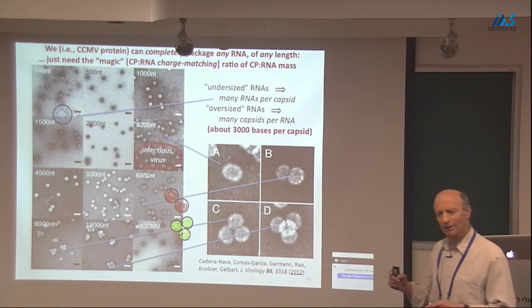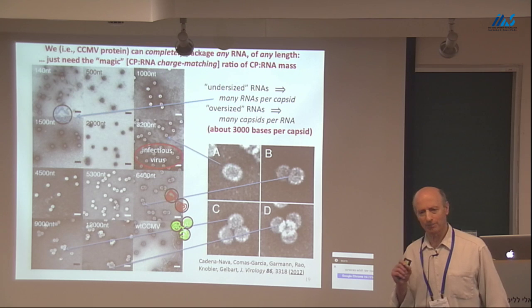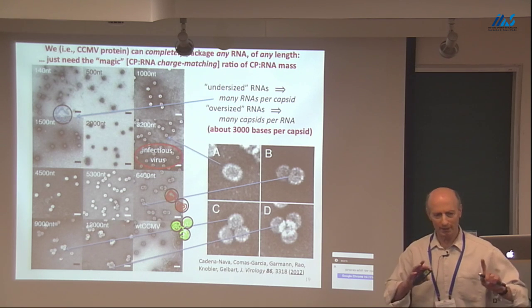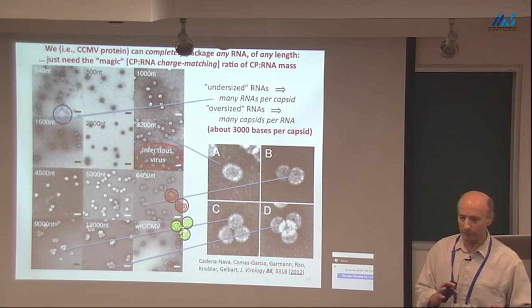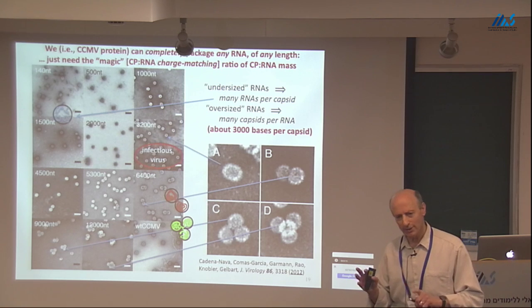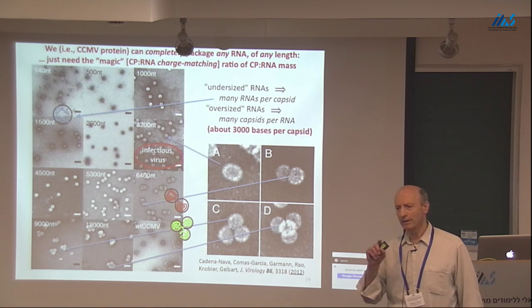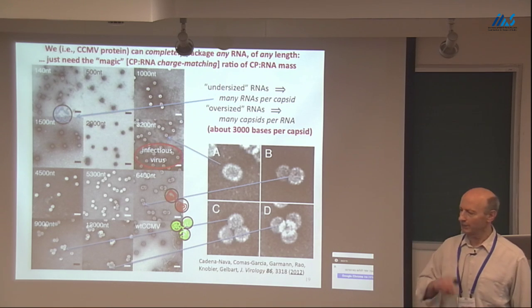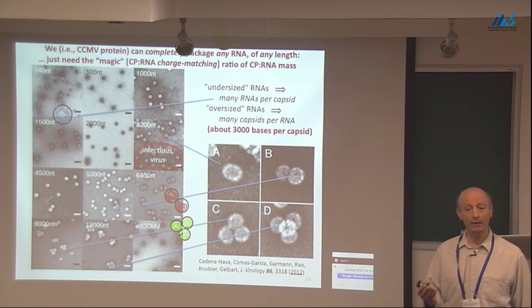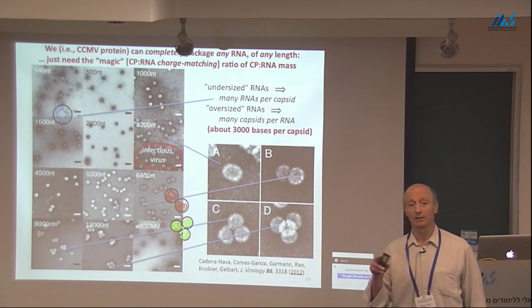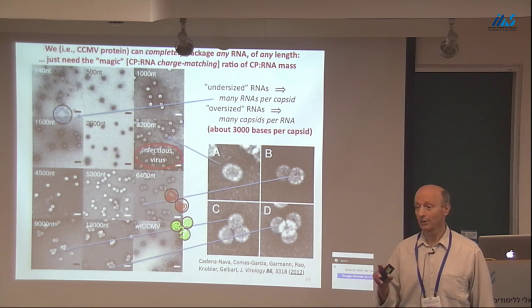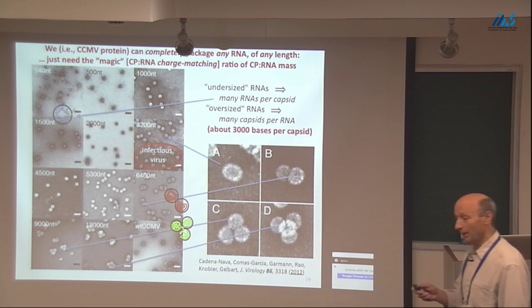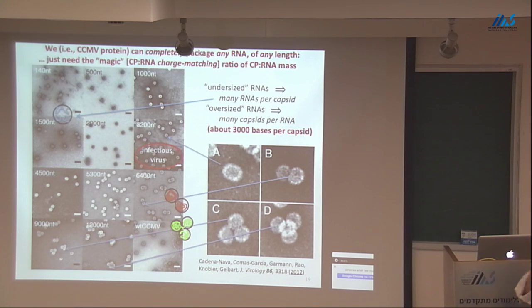Okay? But we work with the CCMV capsid protein because we're interested in spherical virus-like particles for many reasons. It turns out that this capsid protein is the least discriminating of the RNA that you give it. We would like to package and protect non-viral RNA molecules for gene delivery and other purposes. And we'd like to be able to reconstitute those virus-like particles outside the cell from purified components.